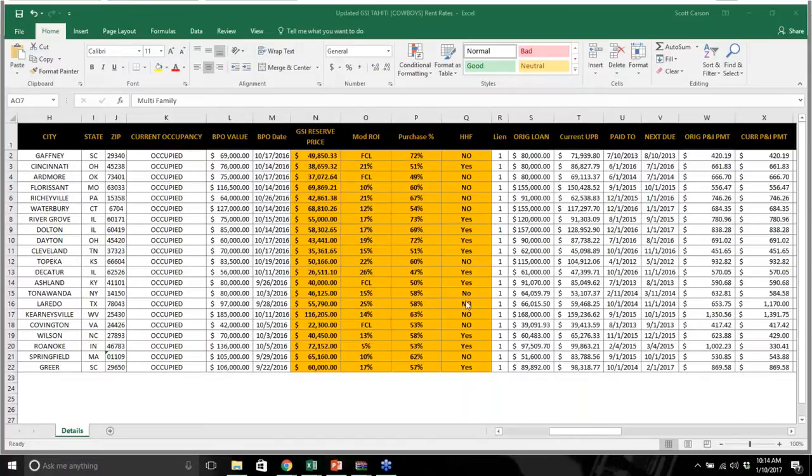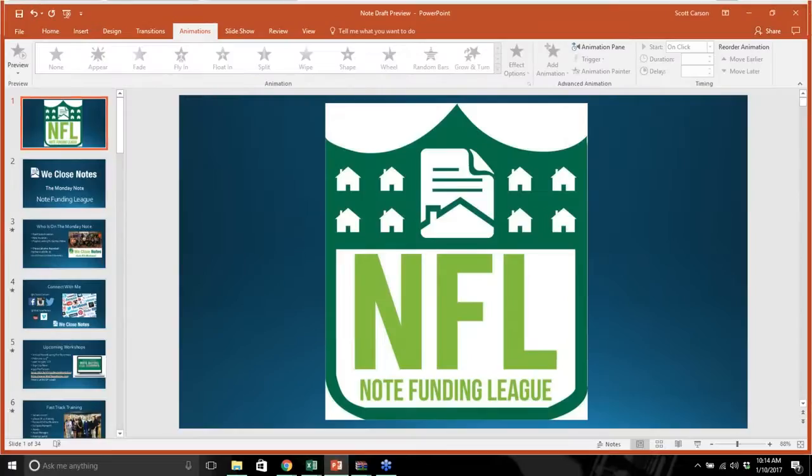So those are what the columns mean in the spreadsheet here. Okay? Here's what the columns mean in the spreadsheet. So let's pull up the PowerPoint for you guys for us to go through that.